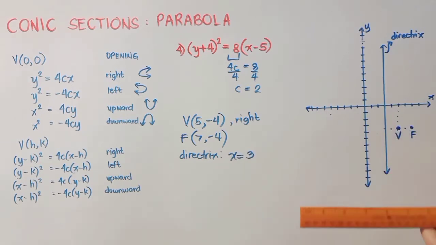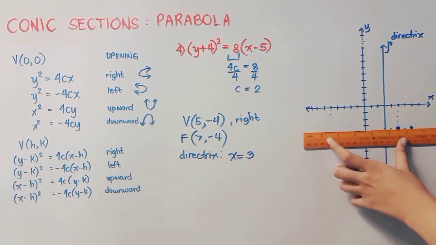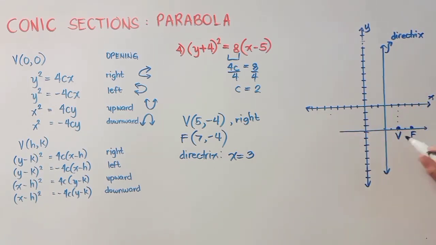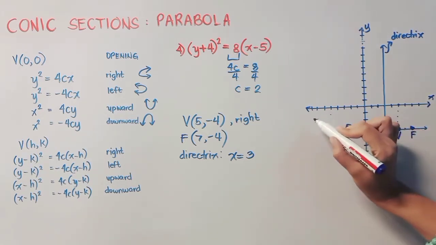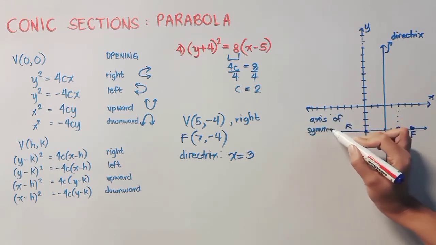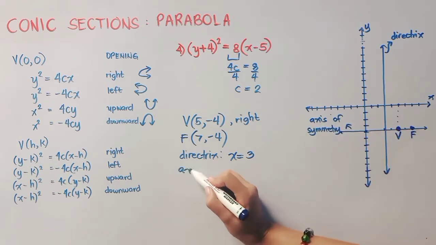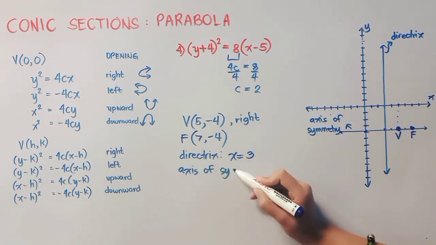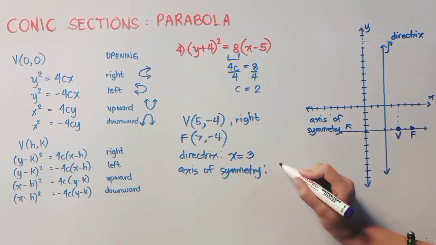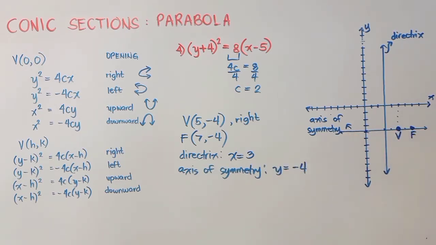Our axis of symmetry is the line containing our focus and our vertex. So it is in this line. Now we just have to fix the points here. So this line here is our axis of symmetry. As you can see, this line hits the value of negative 4 in our y-axis. Therefore, our equation here is y equals negative 4.